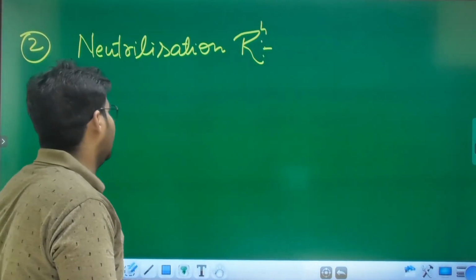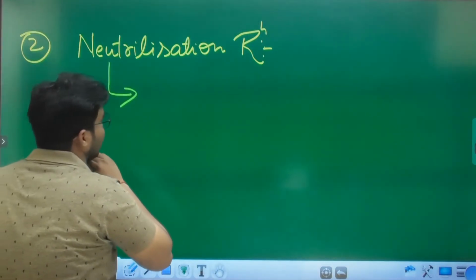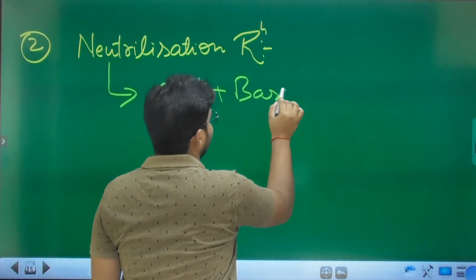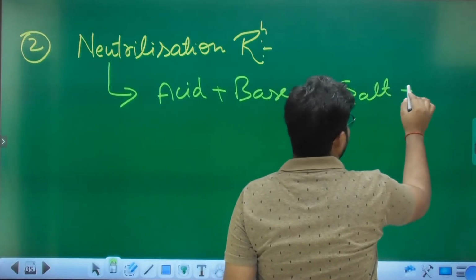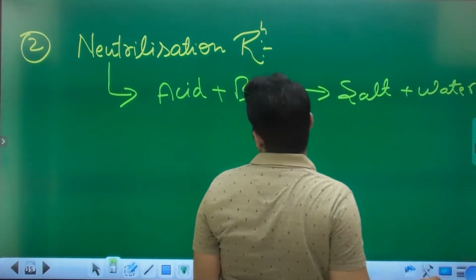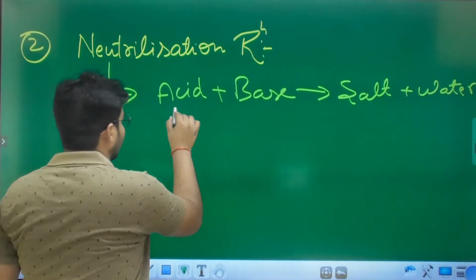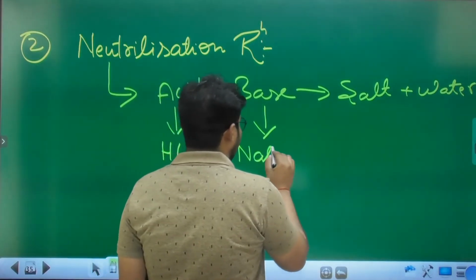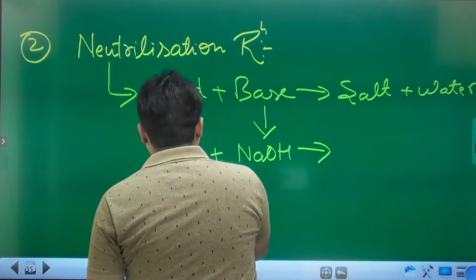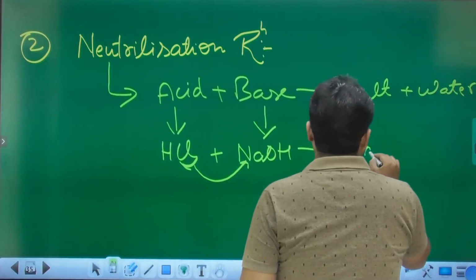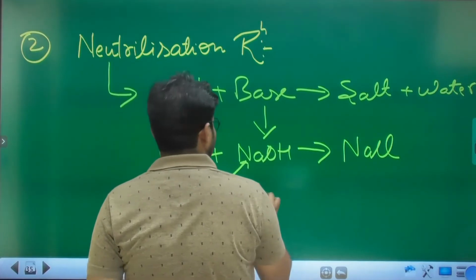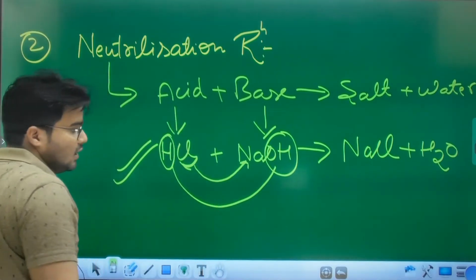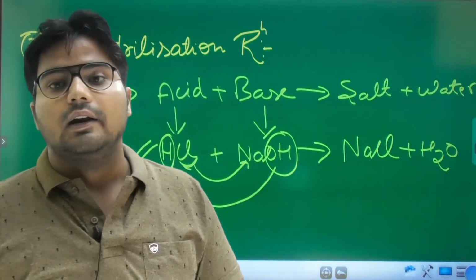The neutralization reactions are also an example of double displacement reaction. First of all we have to understand what the neutralization reaction is. When an acid reacts with a base and forms salt and water, this type of reaction is called a neutralization reaction. Suppose we take an acid, HCl, and a base, NaOH. So Cl is connected to Na and it becomes NaCl, and H is connected to OH and it forms H2O.